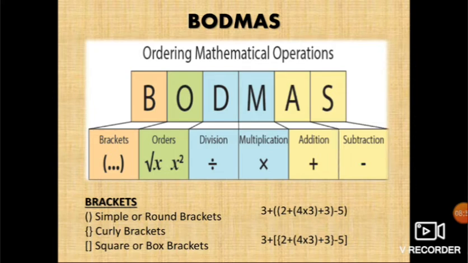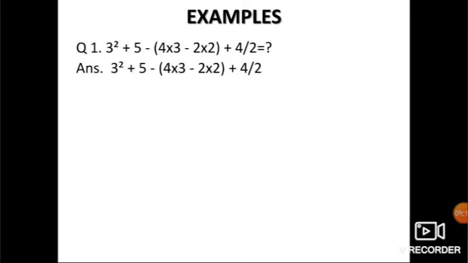You might be a little confused, but if we do an example, you'll find it easy to understand what BODMAS is. So let's go to the examples. In the BODMAS rule, first we consider the brackets. What is in the bracket? There is only one set of brackets, and what is in that bracket? That is 4 into 3 minus 2 into 2.